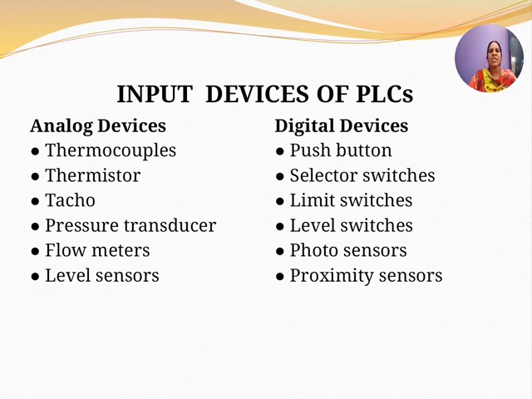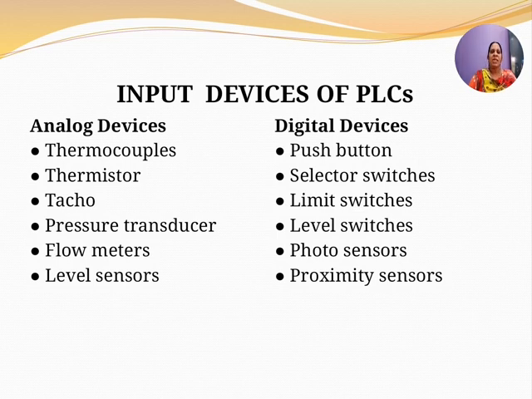The digital devices are push buttons, selector switches, limit switches, level switches, photo sensors, proximity sensors. So the input devices, input to the PLC, the first block of your block diagram is your input module. So you're giving an input signal to the PLC. The input signal can be an analog signal or a digital signal. So we use analog devices as input devices to the PLC, and we use digital devices as input devices to the PLCs.